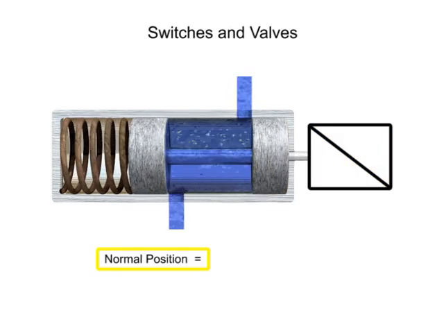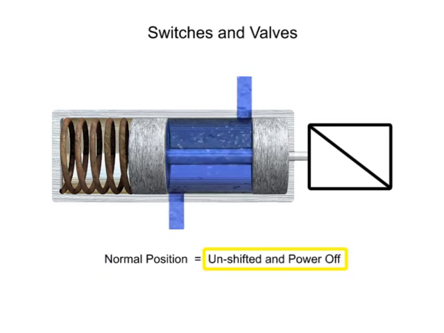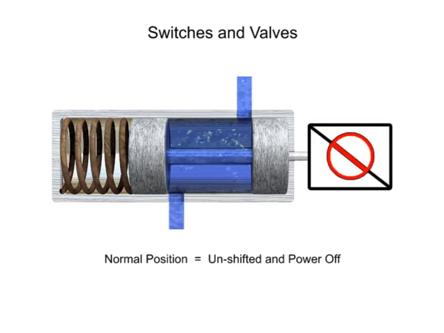The normal position of the valve is defined as the position of the valve when its spool is unshifted and the power is off. This means that any mechanical actuators, such as springs, are in their non-actuated positions. Electrical actuators, such as solenoids, are powered off. The normal position can sometimes be referred to as the unshifted, de-energized, or unactuated position.